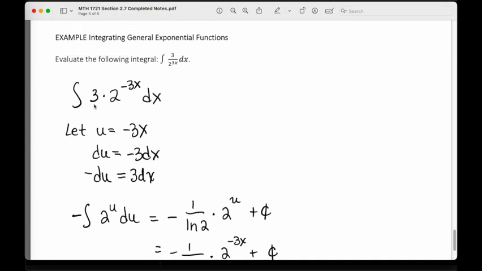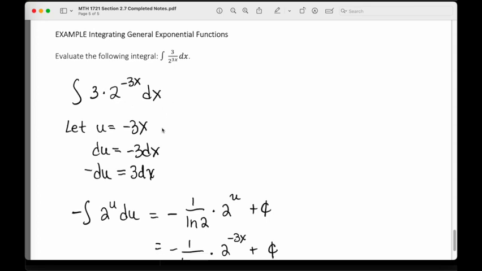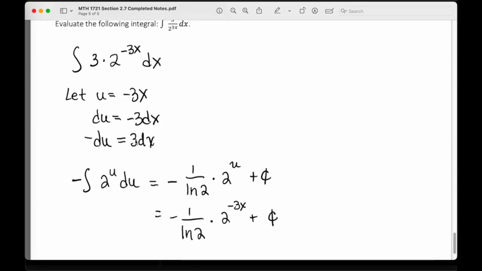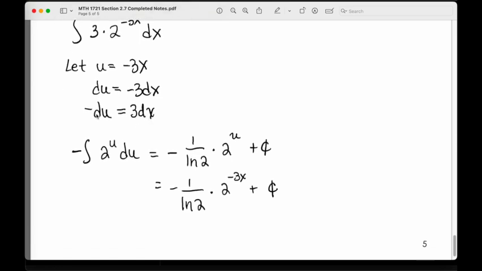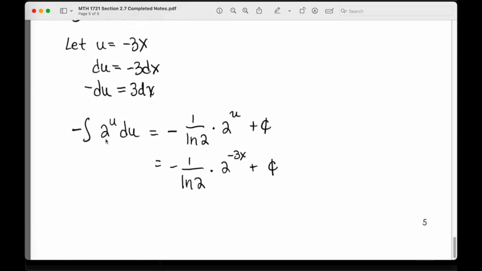And this is going to be 2 to the power of u, and I want to replace that 3 dx, that's what I want to isolate. So I want to get the 3 dx by itself, which means I'm going to divide both sides by negative 1. And so I'm going to replace 3 dx with negative du. So I have 2 to the u. The negative I can put out in front, and here's my du here.